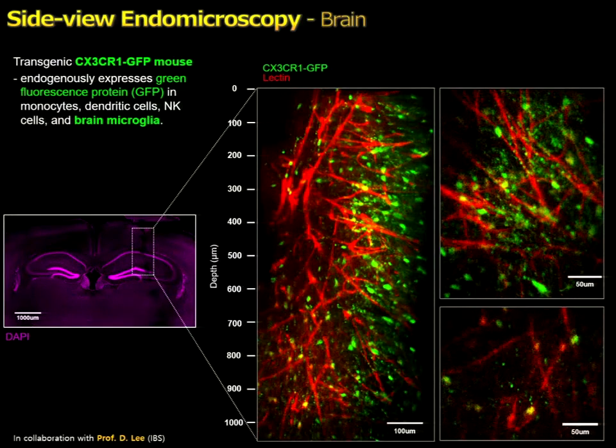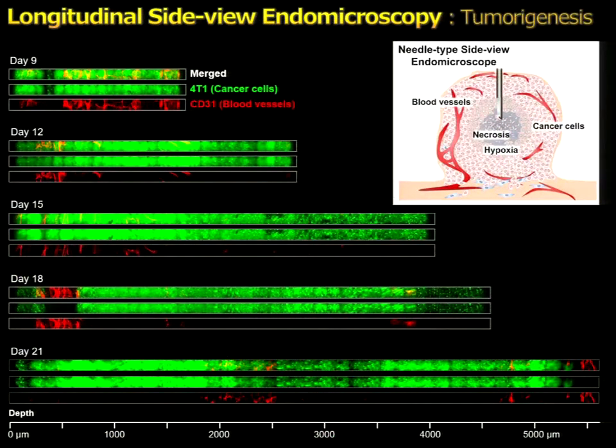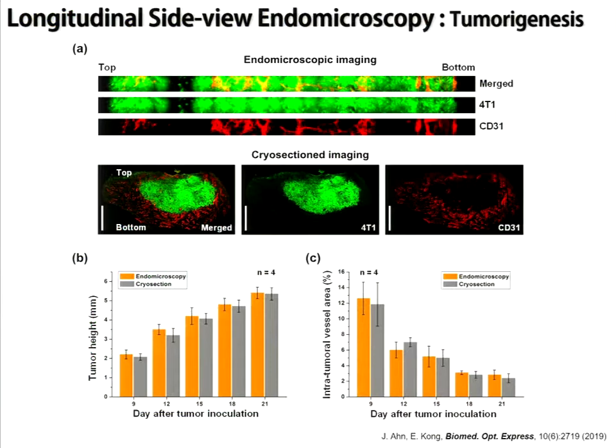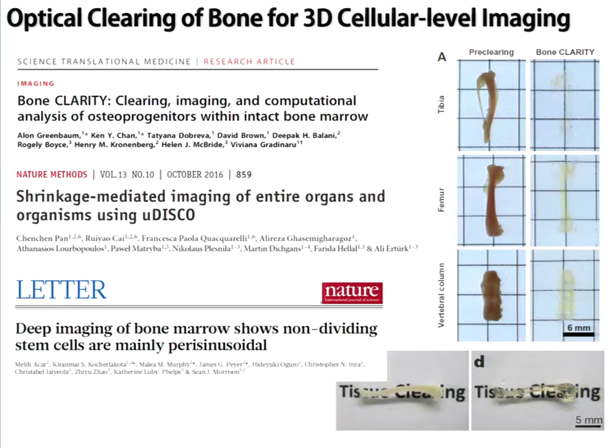And this is another data we obtained from the brain. And then we can do the same approach in the tumor models, up to several millimeters, like more than 5 millimeter. And then still, we can obtain the cellular images. Okay, so maybe I should go faster.